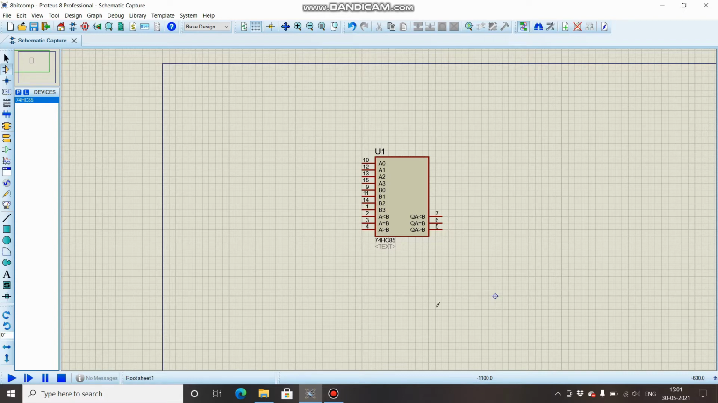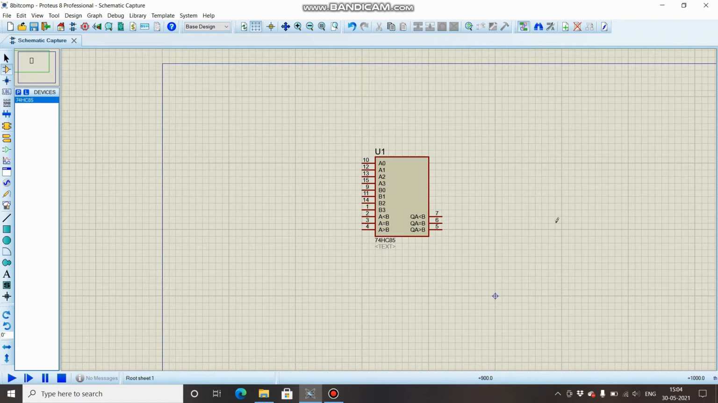And the output of this IC is expressed as A less than B, A equal to B, or A greater than B. As you can see, there are these three inputs, A less than B, A equal to B, and A greater than B, which are called the cascading inputs. We'll see about them a bit later. In this video, we are going to design an 8-bit magnitude comparator with the help of the 4-bit magnitude comparator IC.